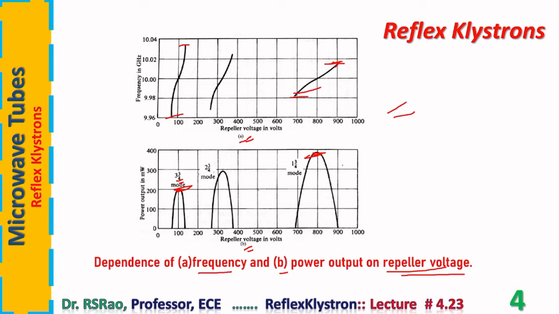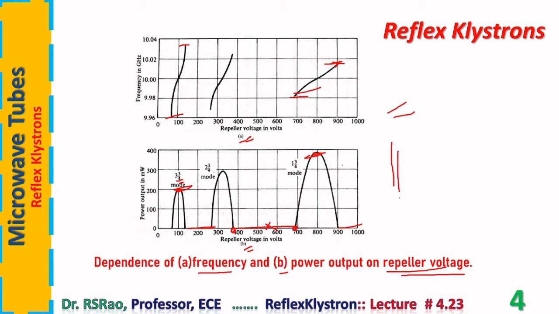Also, one can notice power output is 0 for certain ranges of repeller voltage. For example, in between, we can call it 370, and 690, let us say this is 690. In between these two repeller voltages, there is no output. The device is not at all giving out signal. You can find other ranges of repeller voltage too, where there is no power output.